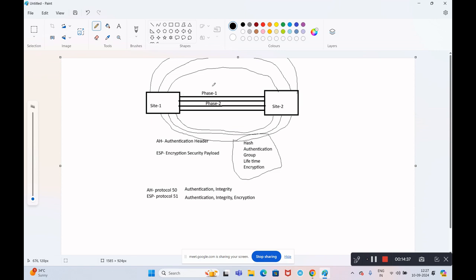Okay, and this phase 1 is a secure tunnel to build up the phase 2. So that's why phase 1 should definitely be up. When we want to bring phase 2 up, phase 1 should be up. If phase 1 is not up, phase 2 will also not come up. Okay, the phase 1 should be up between site 1 and site 2 to build a secure tunnel of phase 2.